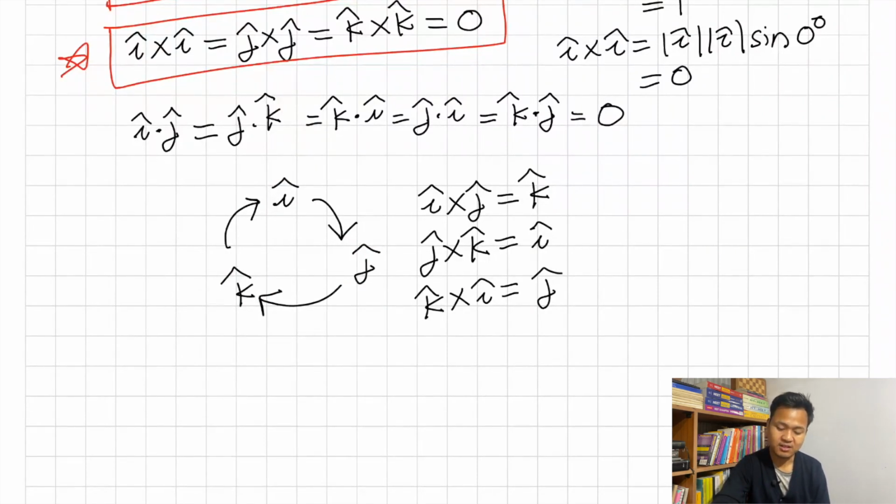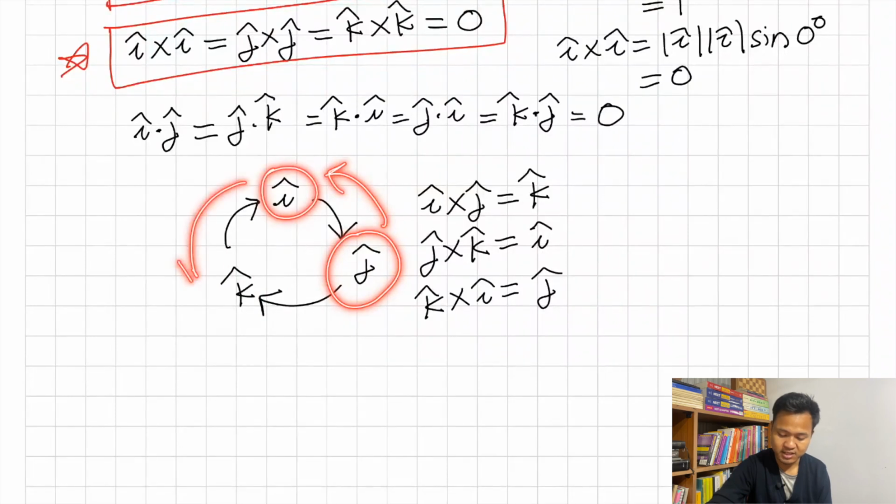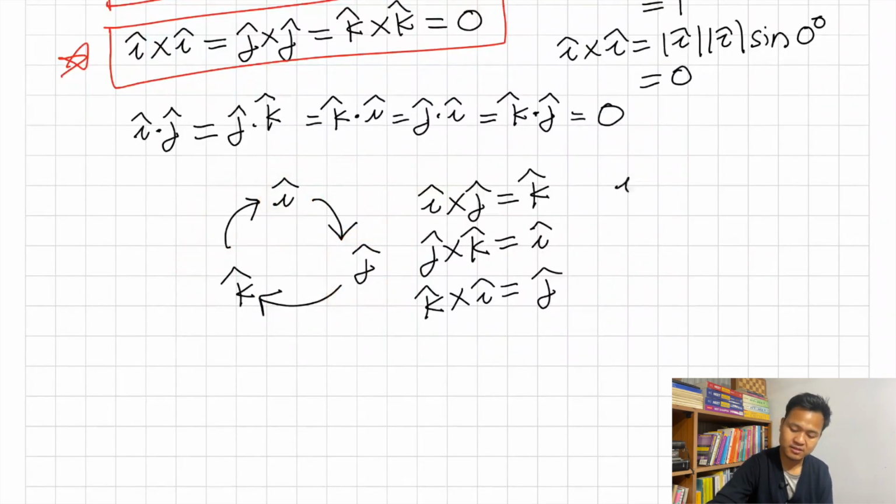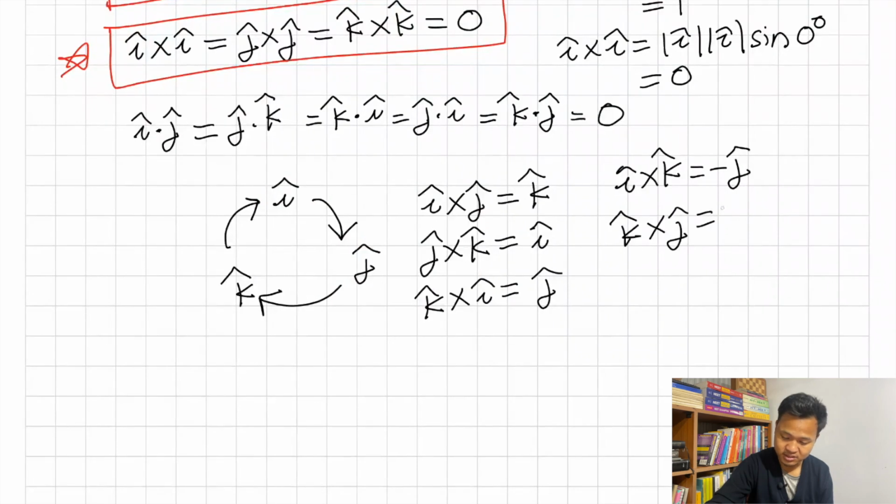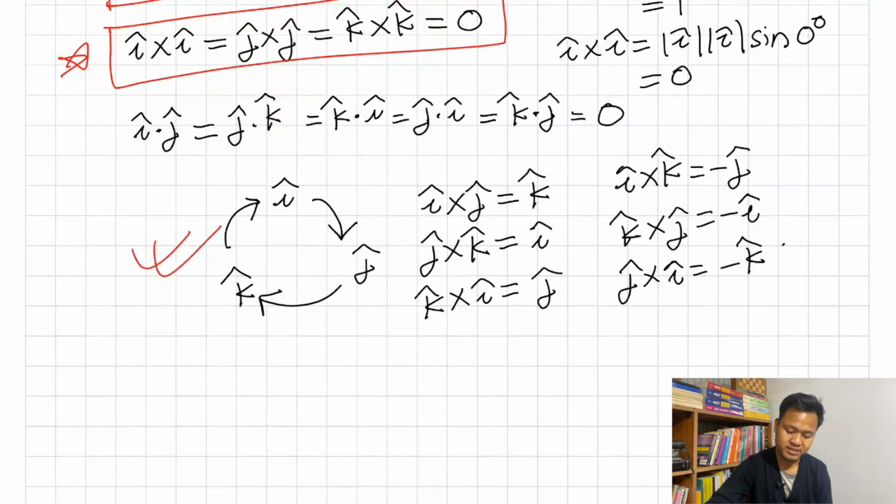Going counterclockwise gives a minus sign. For example, i cross k will be minus j, because now you're going counterclockwise. j cross i will be minus k. k cross j will be minus i. So it is only this much in the circle.